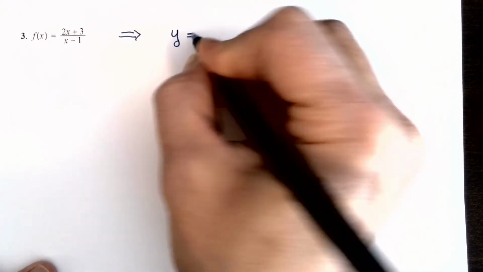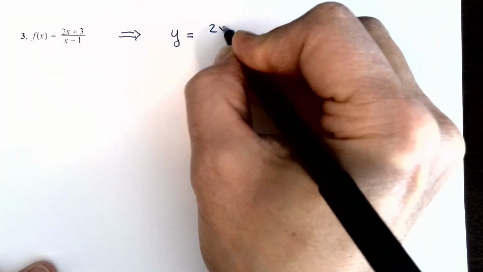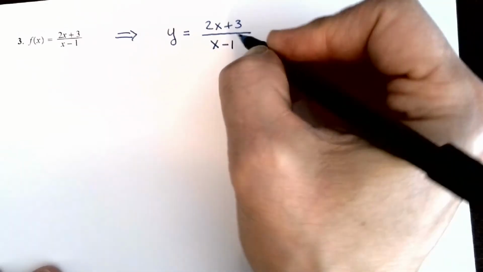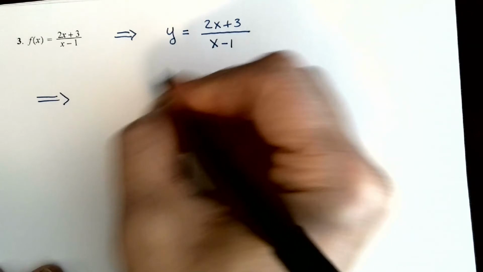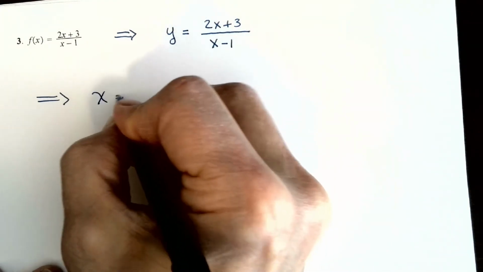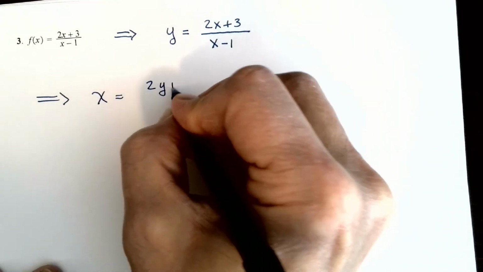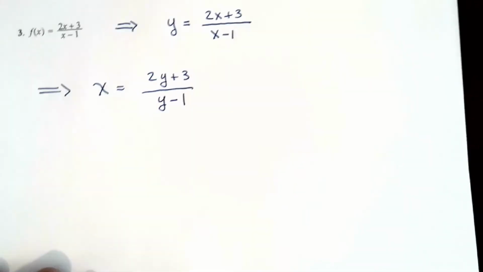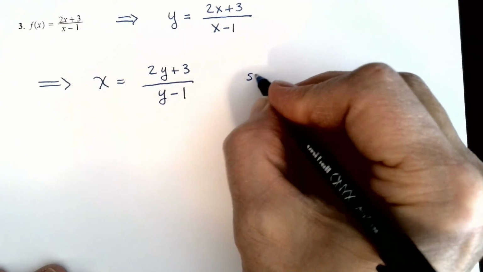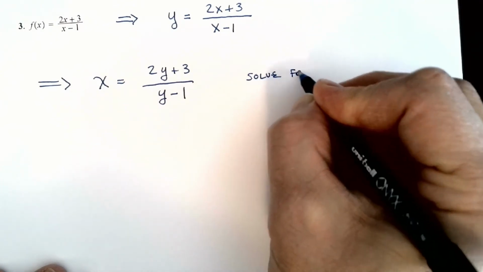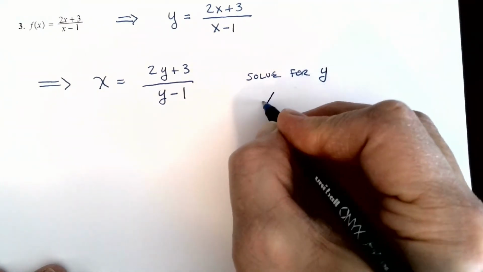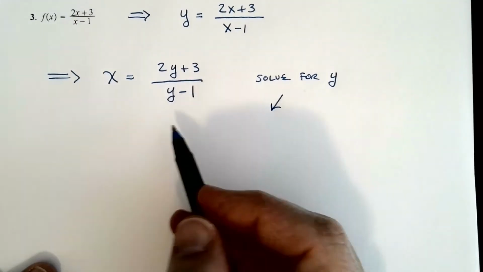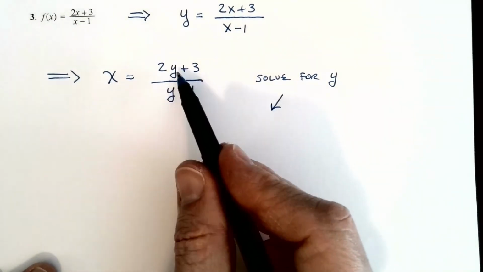Replace f of x with y. Right? And then what? Interchange the values of x and y. And then I'm going to solve for y. All right, how am I going to solve for y here? Now it's getting a little tricky. How do I get y all by itself? Notice I've got 2 y's now. How am I going to do this?